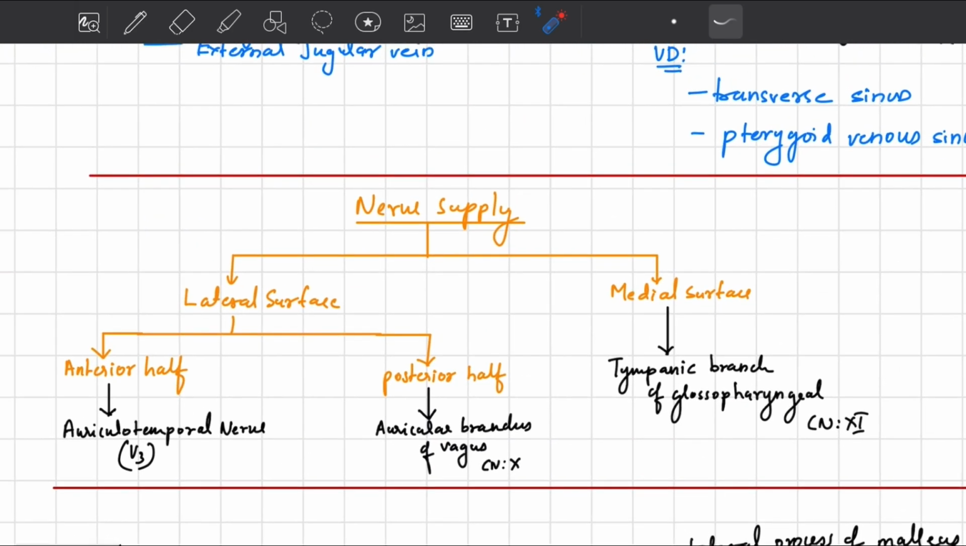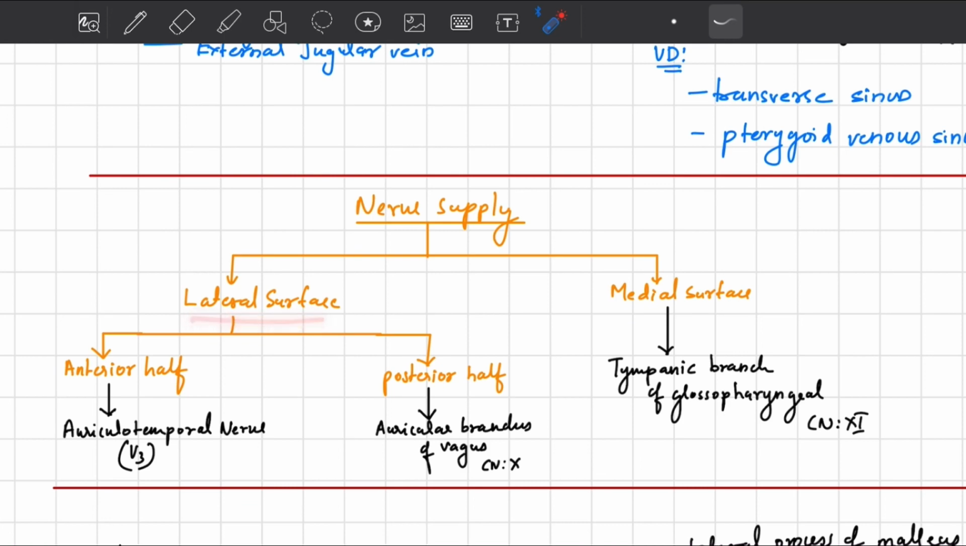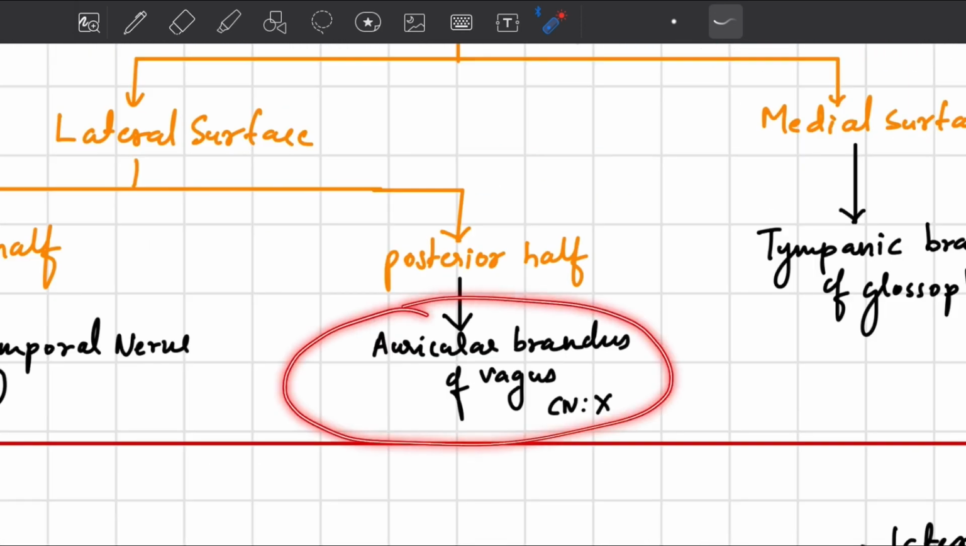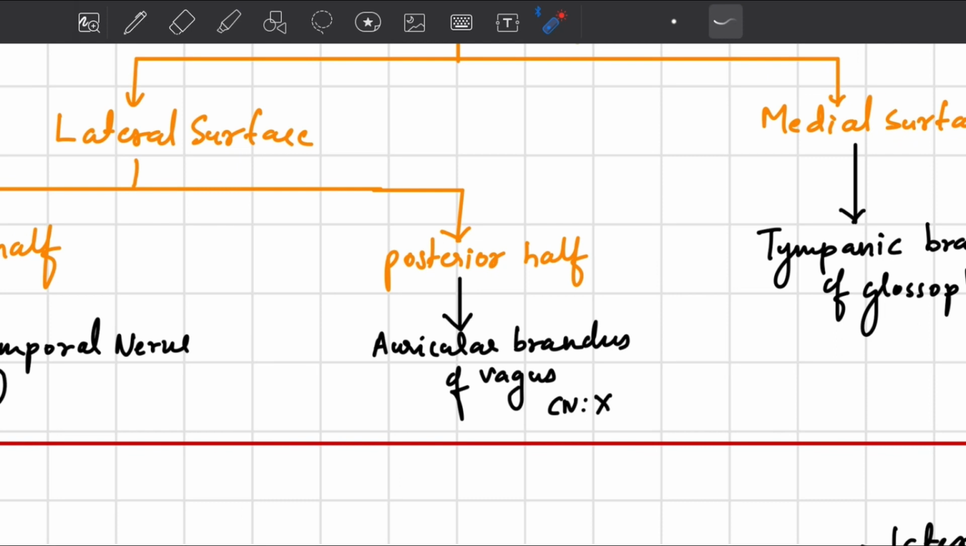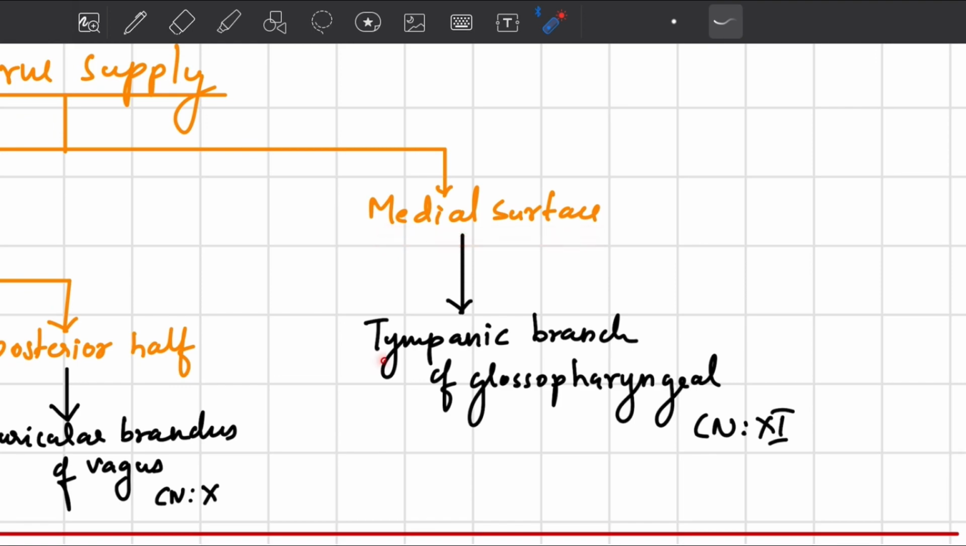Coming to the nerve supply, the membrane is divided into a lateral surface and a medial surface, in which the lateral surface is again divided into an anterior half and a posterior half. The anterior half is supplied by the auriculotemporal nerve, and the posterior half is supplied by the auricular branch of the vagus nerve. This is one of the major reasons why the patient may have bradycardia when we stimulate the tympanic membrane. And the medial surface is supplied by the tympanic branch of the glossopharyngeal nerve.